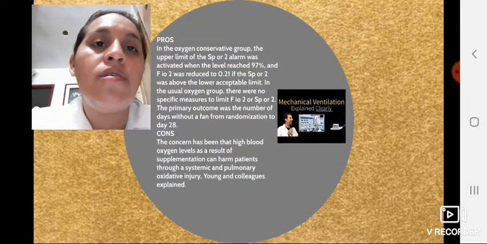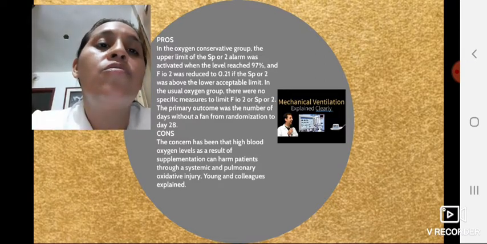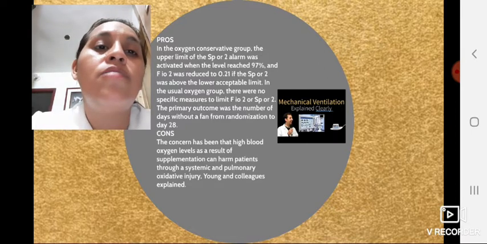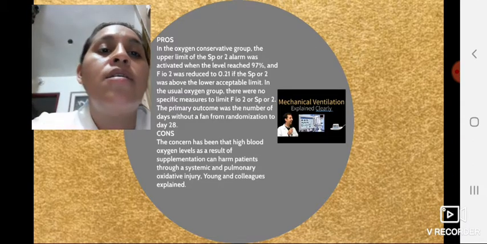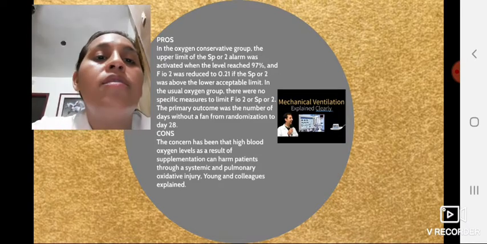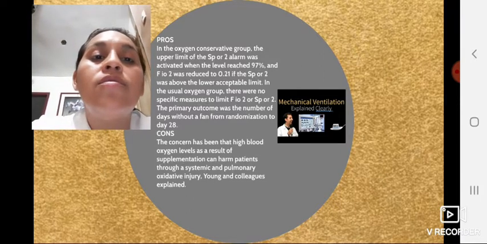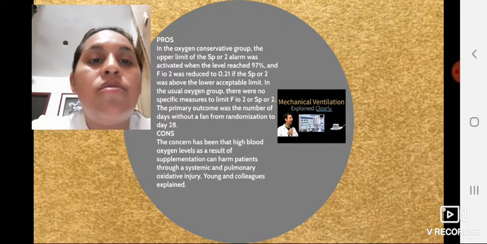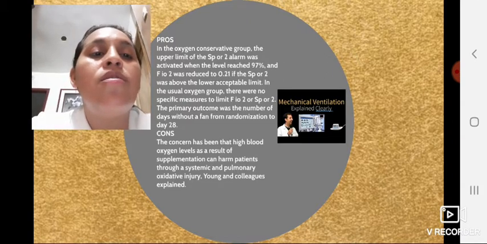Post and crown. Post in the oxygen conserve grounds and the limited desire to allow one activity when and the toilet reside A17 per time and the few to one that reduce a elevate in the software, the two was above the low accepted limited the usual oxygen growth. The cone is the being the right blue oxygen light ray supplement can have by through side a pulmonary oxygen you cone expand.